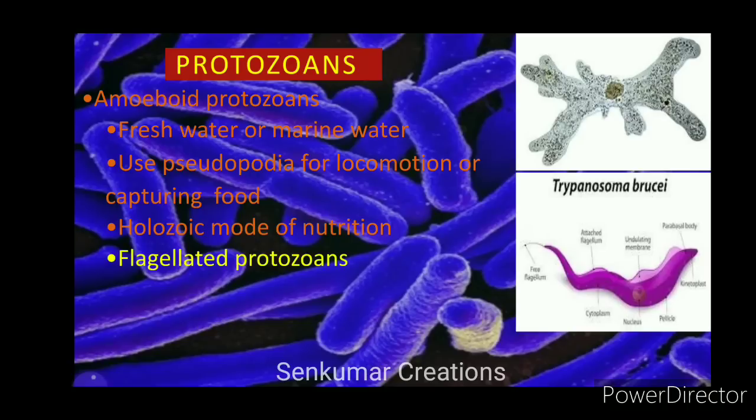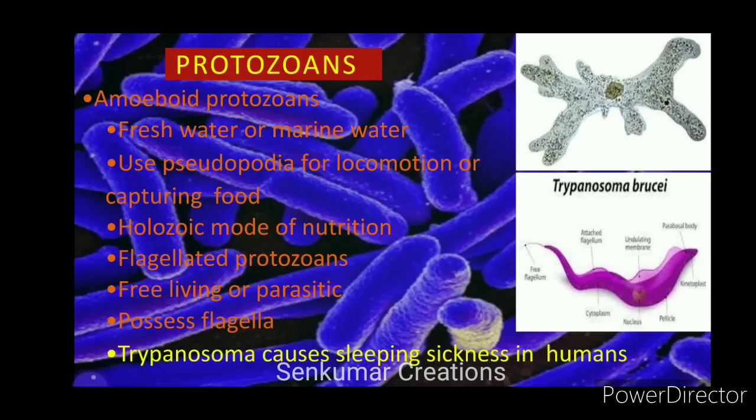And flagellated protozoans are also present, free-living or parasitic. They are free-living, which means it is not touching any substrate, and instead it can swim in the water or move here and there, everywhere, freely. So, free-living or parasitic. It possesses flagella. And the Trypanosoma, you can see, causes sleeping sickness in humans. So Trypanosoma brucei, the picture is given here. You can see this picture clearly. Trypanosoma causes sleeping sickness in humans.